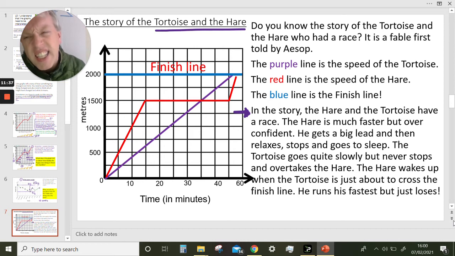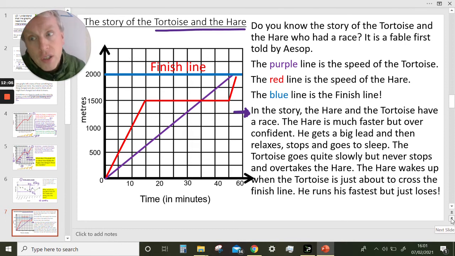He thinks this is easy. He lies down for a little rest, goes to sleep. The tortoise is going along quite slowly, but never stops and overtakes the hare. The hare wakes up just when the tortoise is about to cross the finish line. He runs his fastest to try and catch up with the tortoise, but just loses.